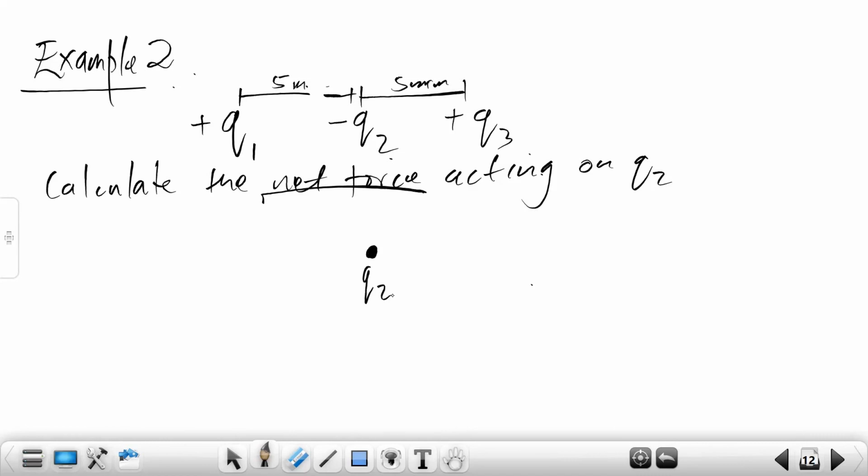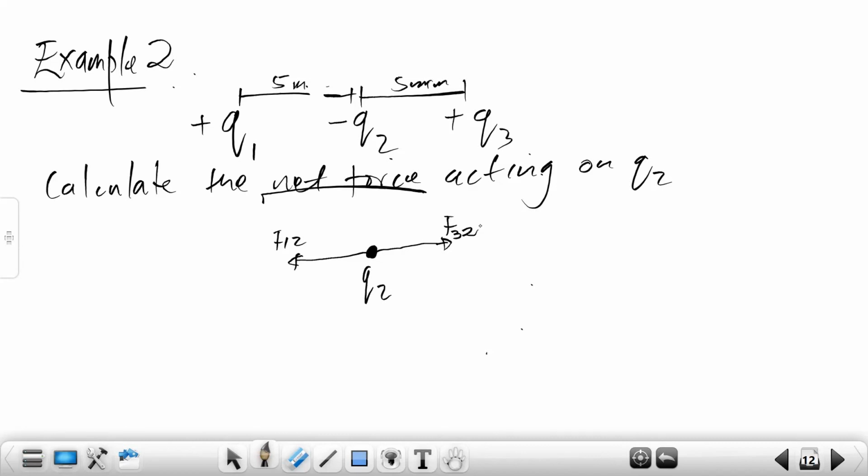So what is the influence of Q1 on Q2? Q1 is positive and Q2 is negative. So I'm expecting attraction between the two. So I'm going to have attraction of Q2 moving towards Q1. So this is F of 1 on 2. And I am going to have almost the same magnitude in terms of F of 3 on 2.